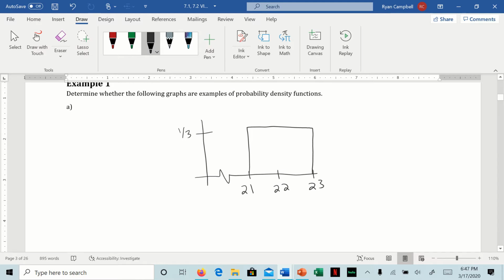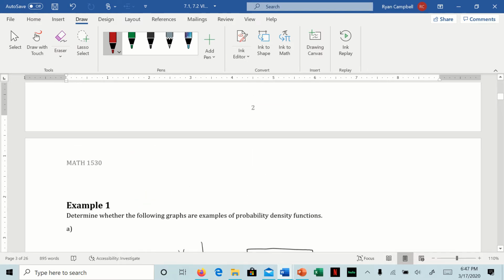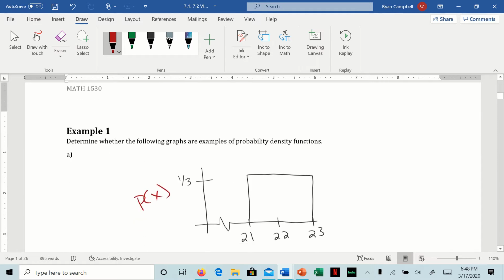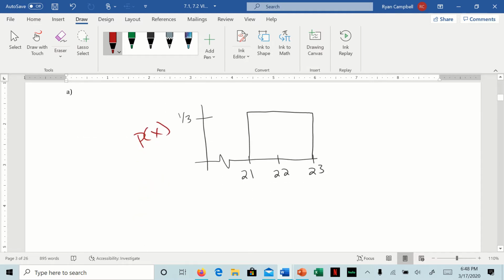All right, so this is what we have so far. We notice that it goes from 21, 22, 23, and the probability is 1/3. So this is our probability, and this is whatever we're talking about. That could be length, weight, whatever. So let's look at the first one. The first one said that it had to be the total area under the graph. So if we look at this, what does this look like? What shape did I draw? I drew a square or a rectangle, probably a rectangle would be the better way of explaining it.